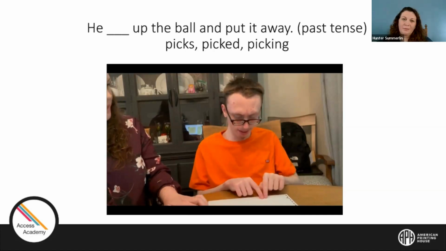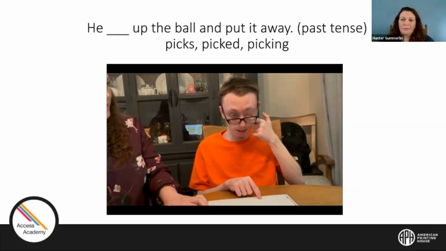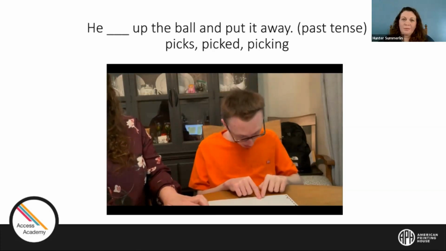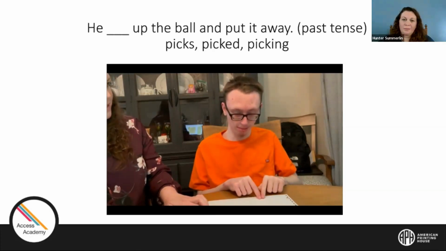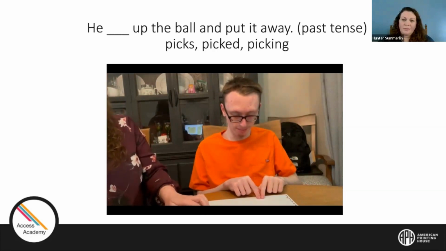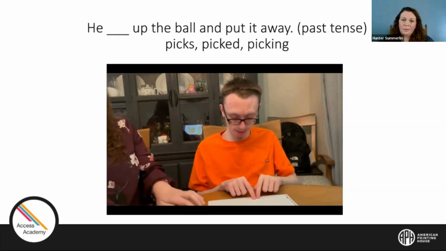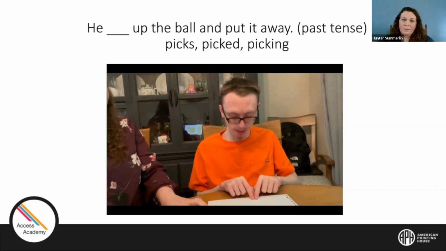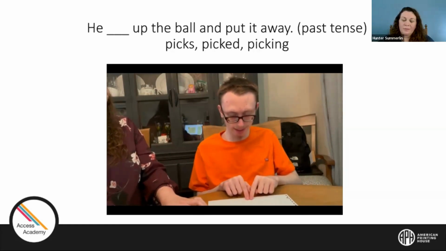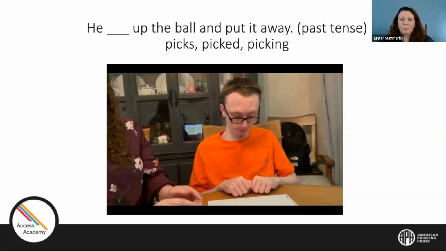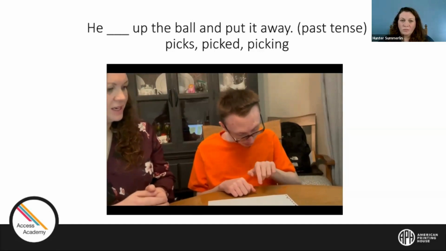I says I. CK says K. And ED says D. Picked. Now, let's go to the last one on that line. P, I, C, K, I-N-G. Very good. Picking. Way to go, man. So now we have to choose which of those goes in the blank.